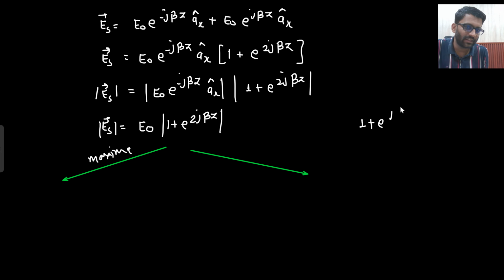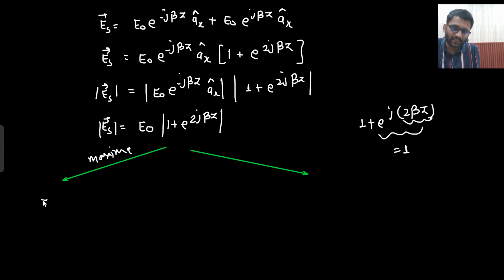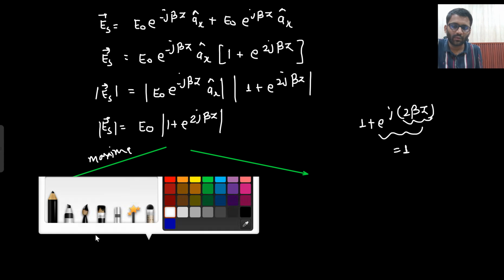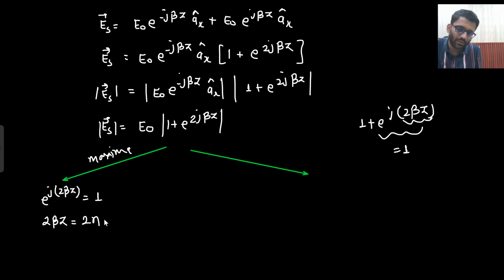1 plus e to the power j 2 beta z. So this should be equal to 2 n pi for maxima, because I need this value to be 1. If I need this value equal to 1, or better I should write e to the power j 2 beta z equal to 1, then 2 beta z should be equal to what? 2 n pi. Okay, 2 beta z should be equal to 2 n pi.